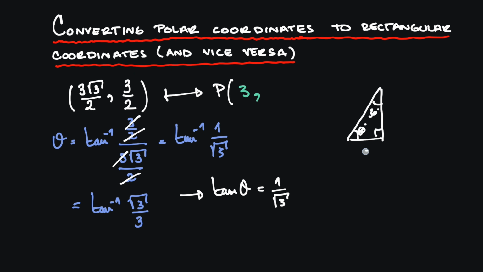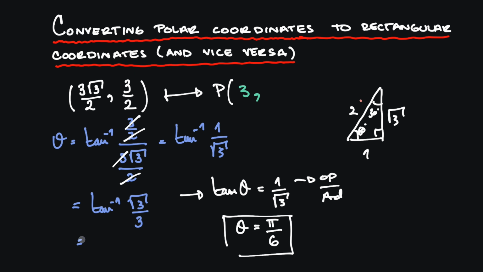Remember that tangent is opposite over adjacent. When do we get that the opposite is 1 and the adjacent is square root of 3? For which angle, basically? We know that this happens for this angle, 30 degrees. Why? Because opposite is 1 and adjacent is square root of 3. So it will be 30 degrees, that in radians will be pi over 6. So theta will be pi over 6 for this value.